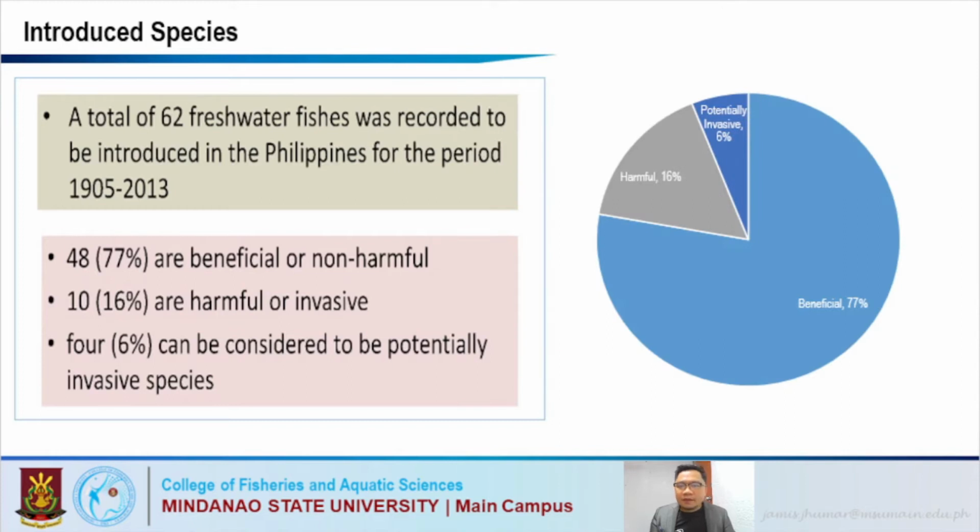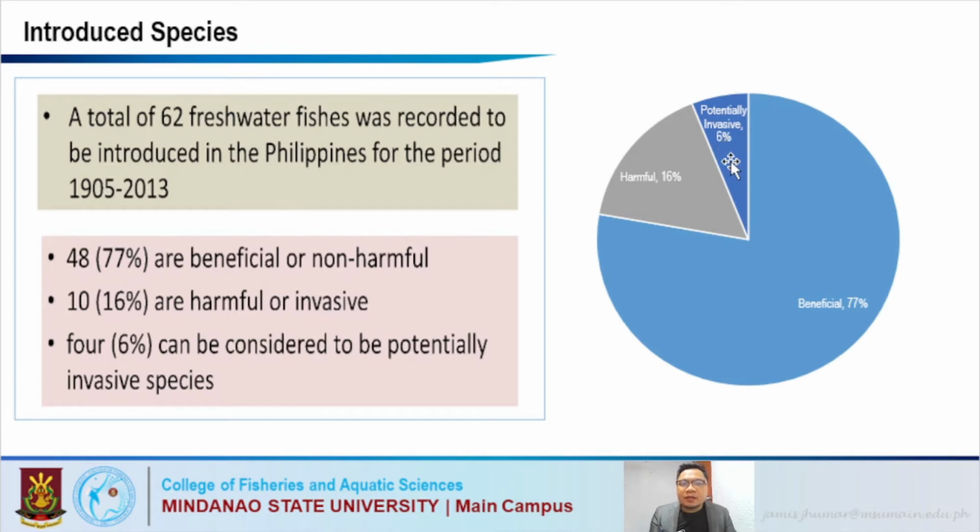Now, in the Philippines, a total of 62 freshwater fishes were recorded to have been introduced for the period of 1905 to 2013. The breakdown of these 62 freshwater species is shown in this figure. 77% of them are beneficial, while 16% are harmful, or what we call invasive, and 6% are potentially harmful.